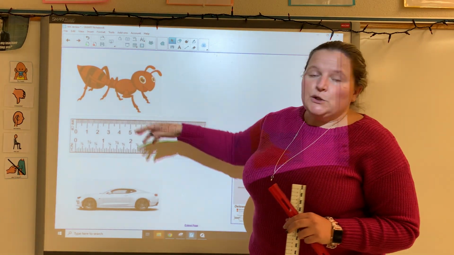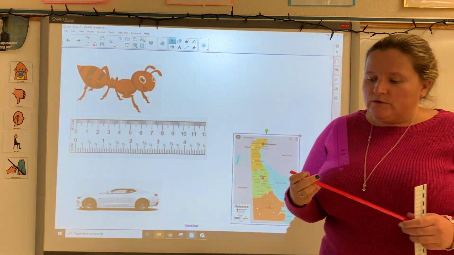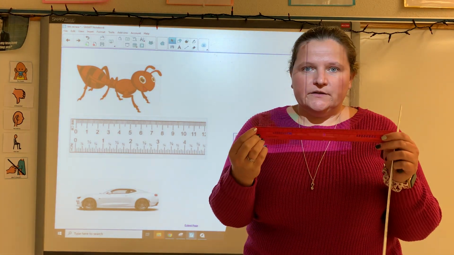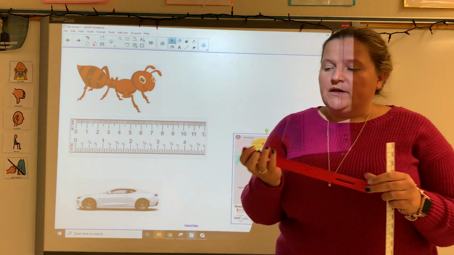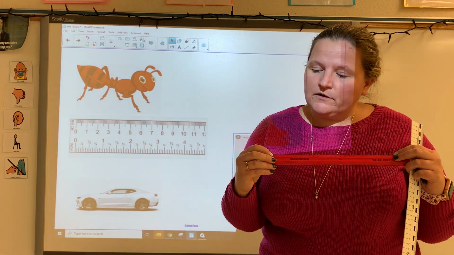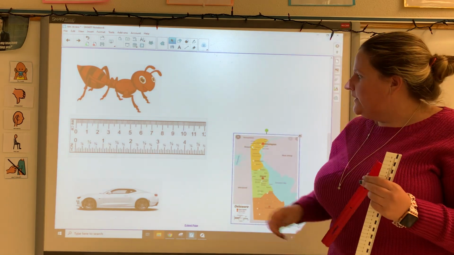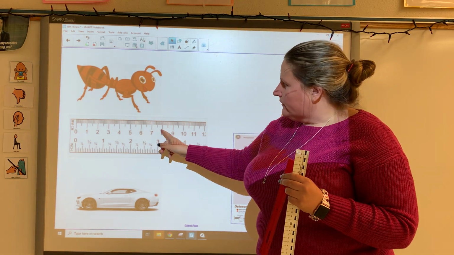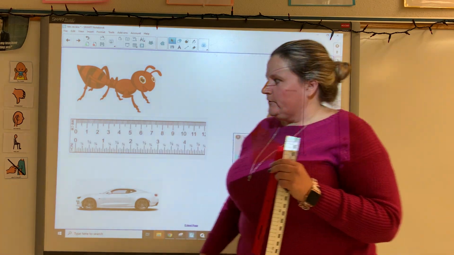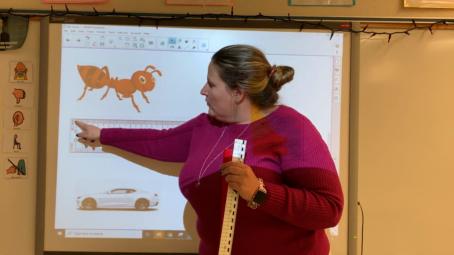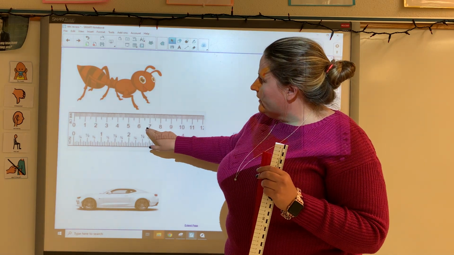So if you're measuring a little tiny ant, you're going to want to use something little and tiny, such as the centimeters that are on one side of the ruler. You'd actually probably go even smaller and look at the millimeters, the little itty bitty pieces in between our centimeters. So here are my centimeters. These little lines are the millimeters. I need more millimeters to measure my ant.